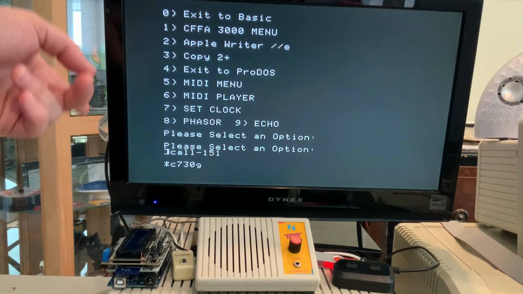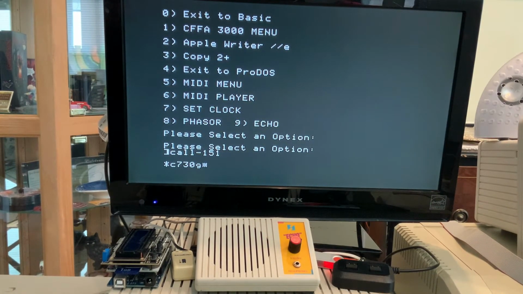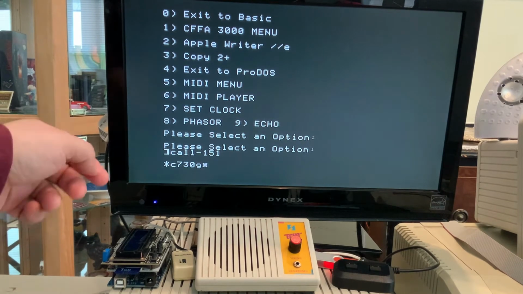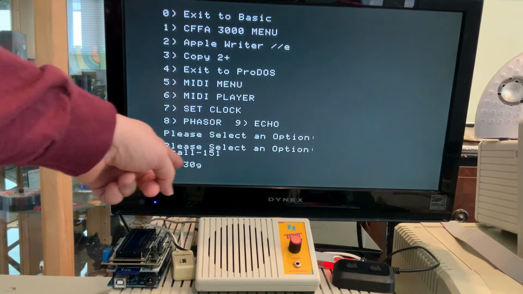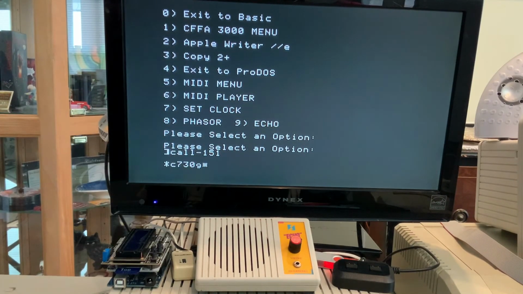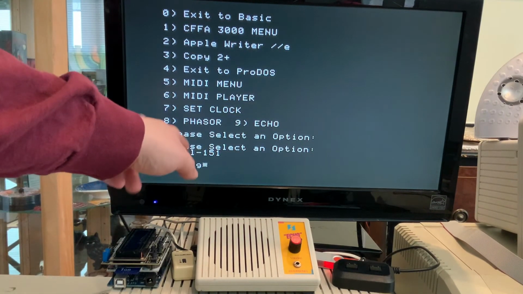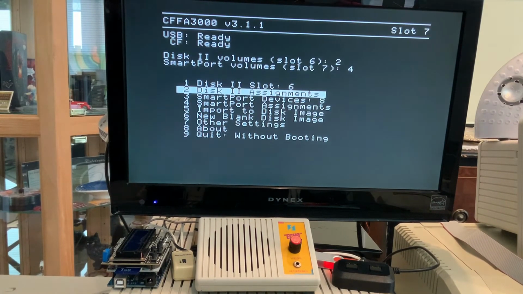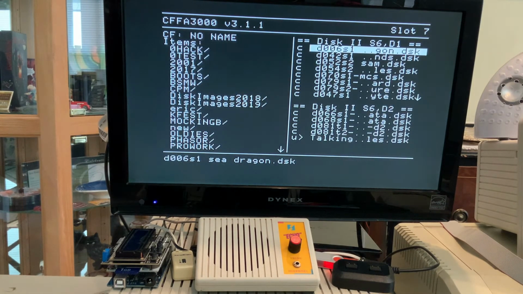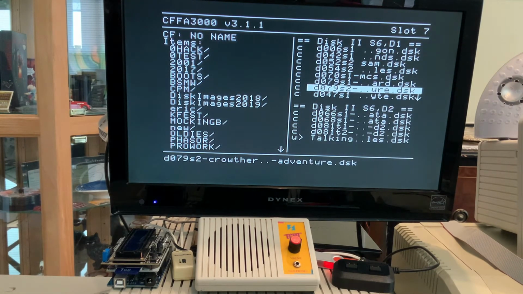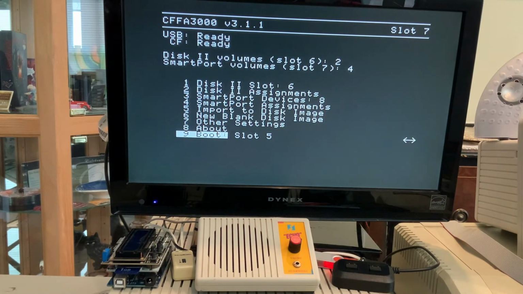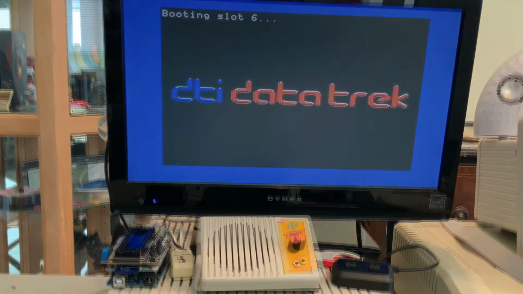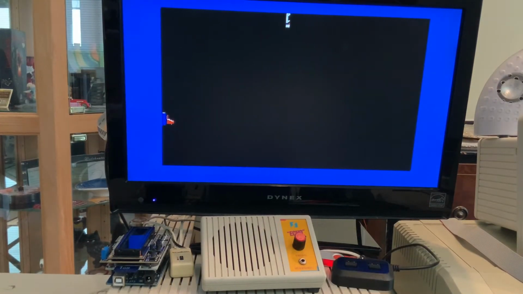If you have a CFFA and don't want to reboot and press M to get to the menu, you can call the slot number and 30 from the monitor to run the CFFA menu, or you can call it from AppleSoft like I did there. And now I'm at the CFFA menu. Now I'm going to change my disk assignments for slot 1 to a Willy Byte disk. Let's boot slot 6. Willy Byte in the digital dimension.